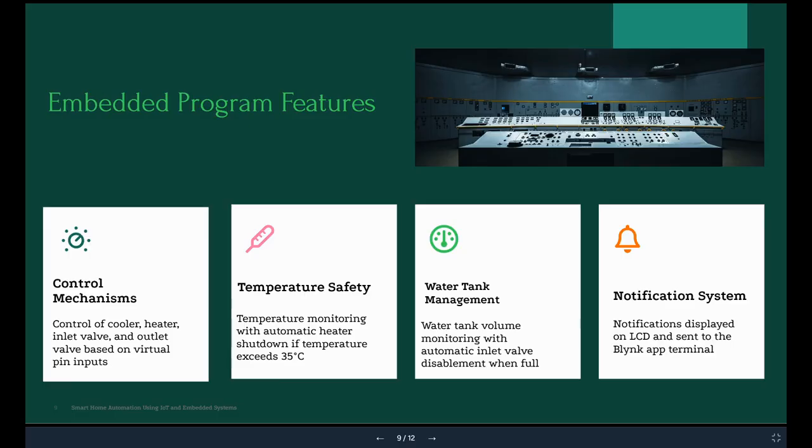Moving on to embedded program features. We all know that embedded program features include control mechanism, temperature safety, water tank management and notification system. Moving on to control mechanism: control of cooler, heater, inlet valve, and outlet valve based on virtual pin inputs. Temperature safety includes temperature monitoring with automatic heater shutdown if temperature exceeds 35 degrees Celsius. Then moving on to water tank management: water tank volume monitoring with automatic inlet water disablement when full. Notification system: notifications display on the LCD and are sent to the Blynk app terminal.